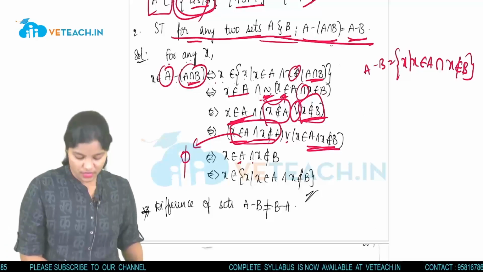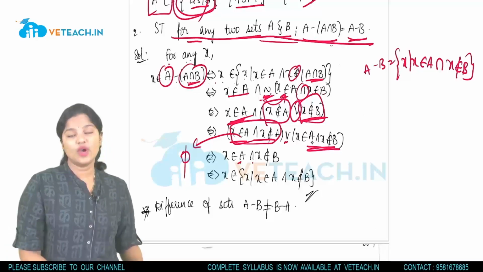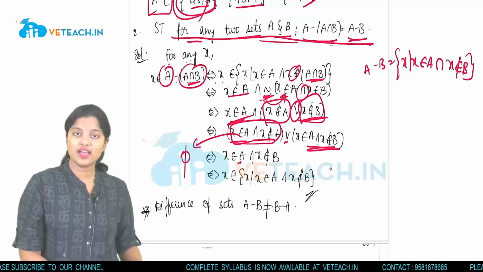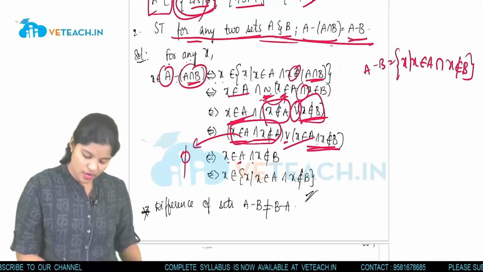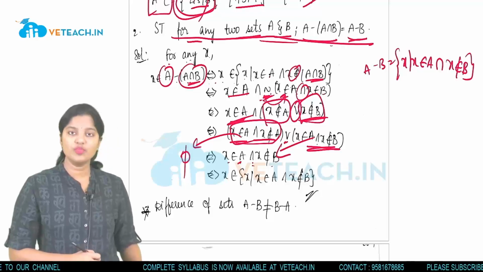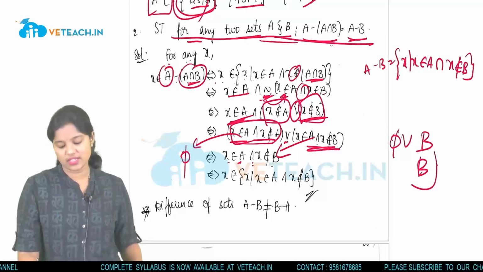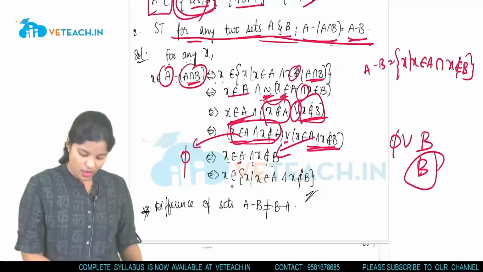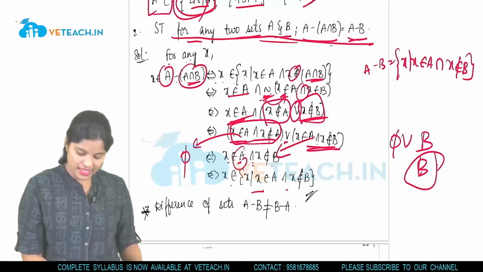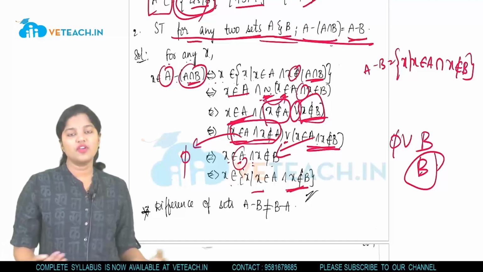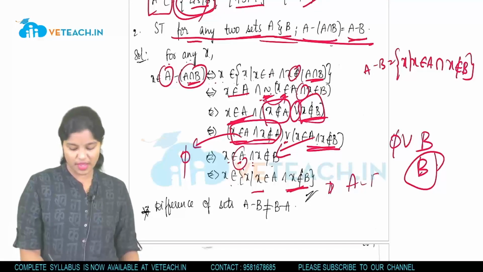So leave it. ∅ AND operation with anything, we will get the other set itself. So x belongs to A and x does not belong to B. ∅ OR operation with any set, we will get that set itself. Okay. Now x belongs to A and x does not belong to B. We got the same definition for A minus B.